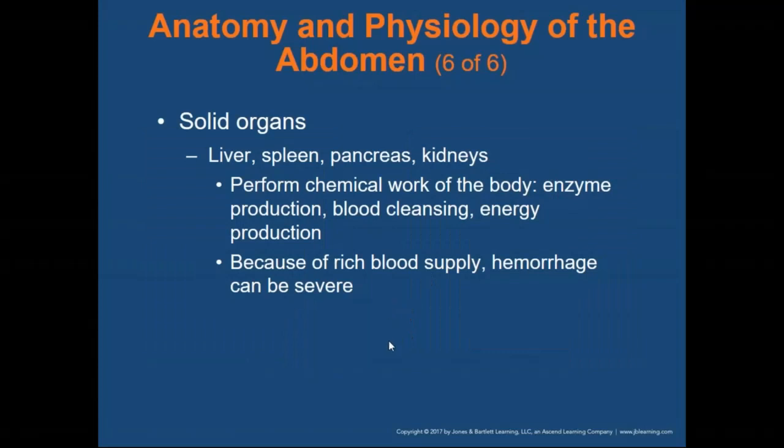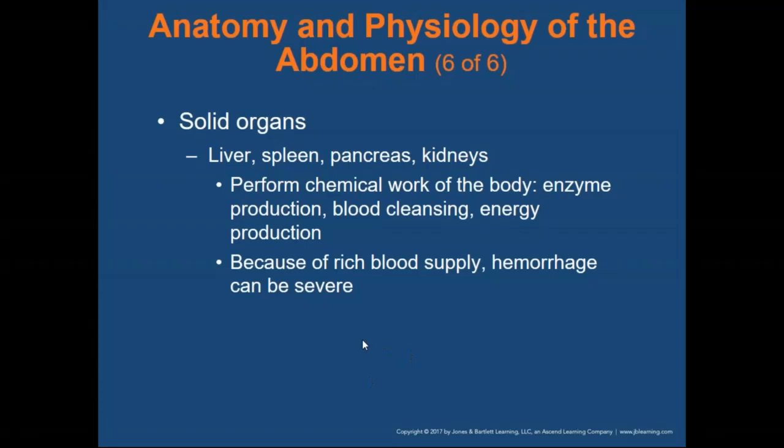Solid organs: liver, spleen, pancreas, kidneys. So liver and spleen are both big blood filters, and they have enormous blood supply. They also have metabolic functions as well, but for purposes of this chapter, it's just rich blood supply, and injury to those organs can cause our patient to bleed out quickly.